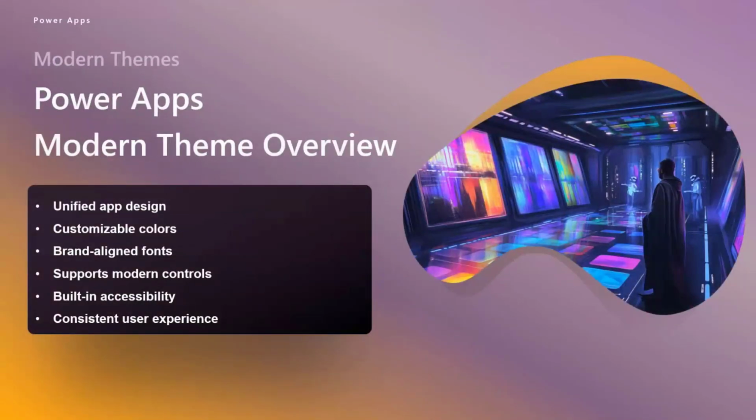All right, so now then, what about modern themes? Well, these new modern themes, they do a few things, right? They're going to be providing unified app design. You've got customizable colors. We'll see an exact example of that today. So you can choose fonts. They support modern controls. You've got accessibility. And most of all, consistent user experience, right? And that's where combining it with a component within a component library becomes so powerful. And we'll see an example of that today.